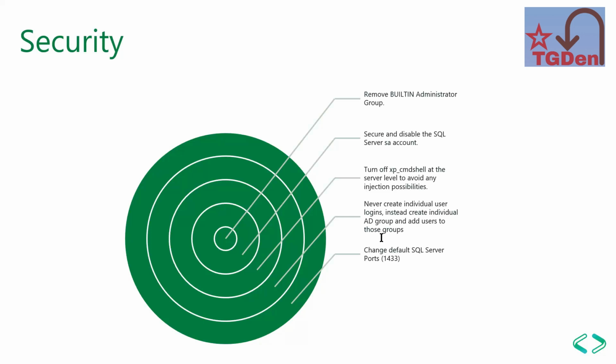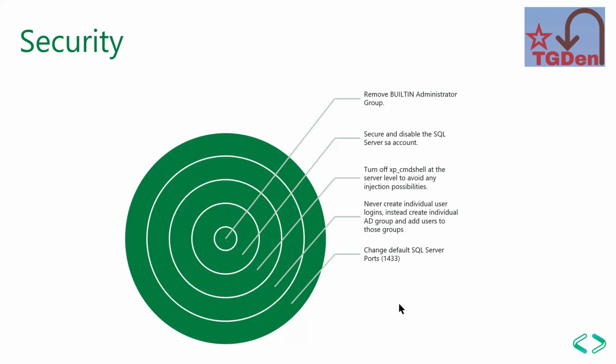The fifth point is change the default SQL Server port. The default port is 1433, but always try to change it so that people cannot guess the SQL port, right? And the next point is configure SQL accounts with least privilege. I think these two points were missed here, but we still have another two points, which are configure SQL accounts with least privileges.